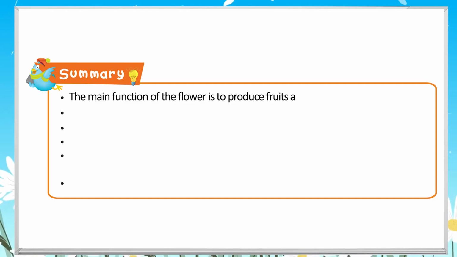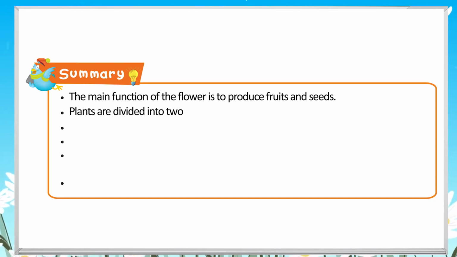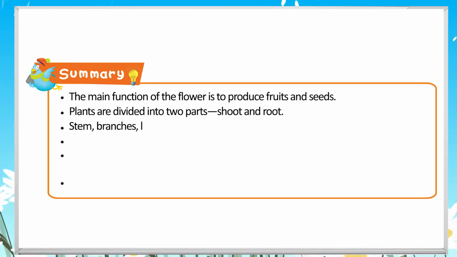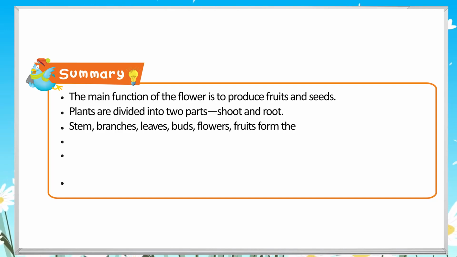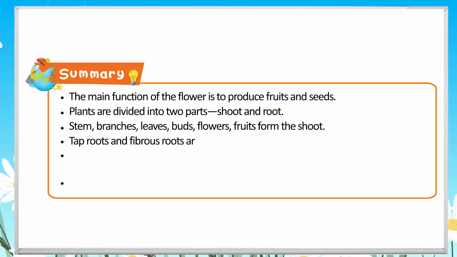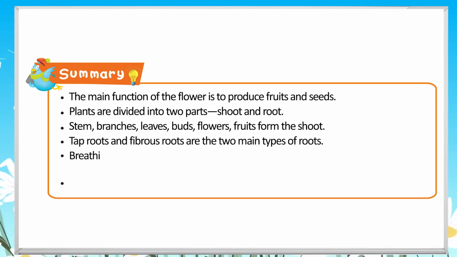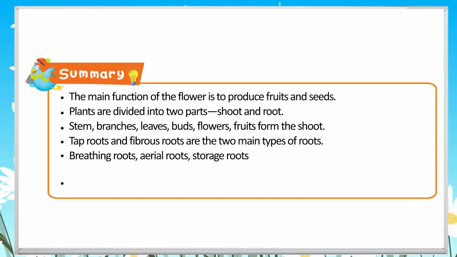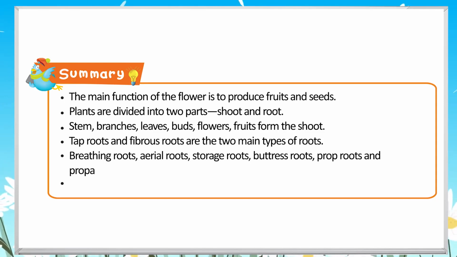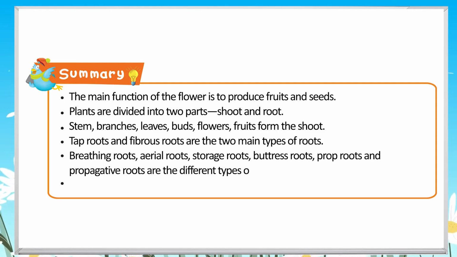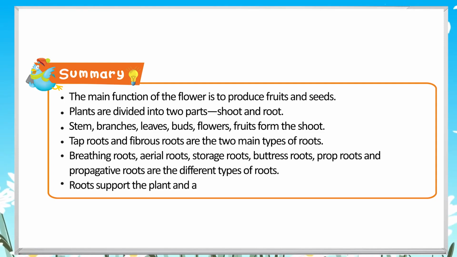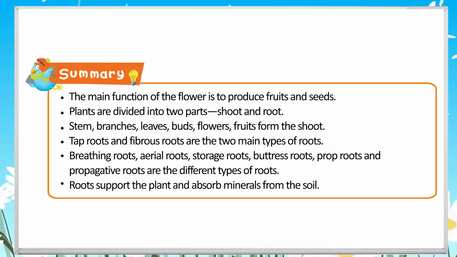Summary. The main function of the flower is to produce fruits and seeds. Plants are divided into two parts, shoot and root. Stem, branches, leaves, buds, flowers, fruits form the shoot. Tap roots and fibrous roots are the two main types of roots. Breathing roots, aerial roots, storage roots, buttress roots, prop roots and propagative roots are the different types of roots. Roots support the plant and absorb minerals from the soil.